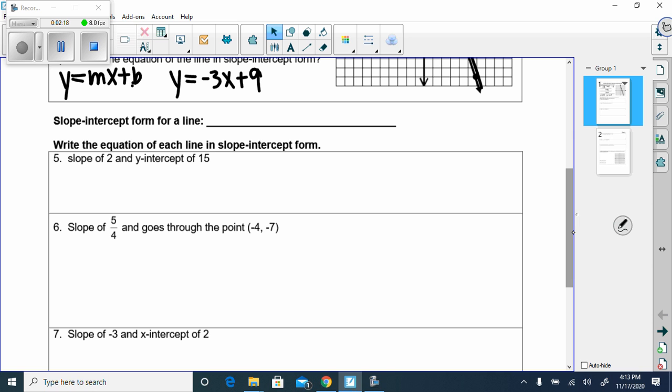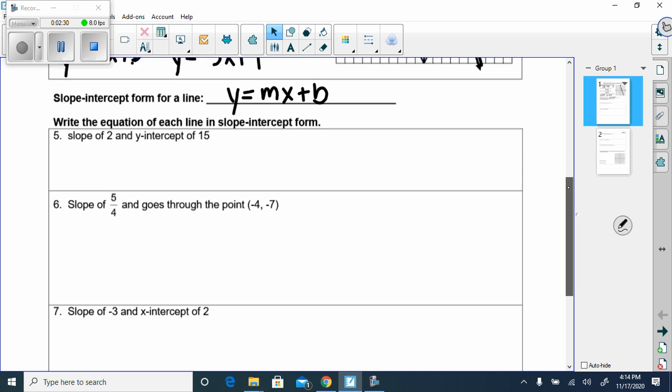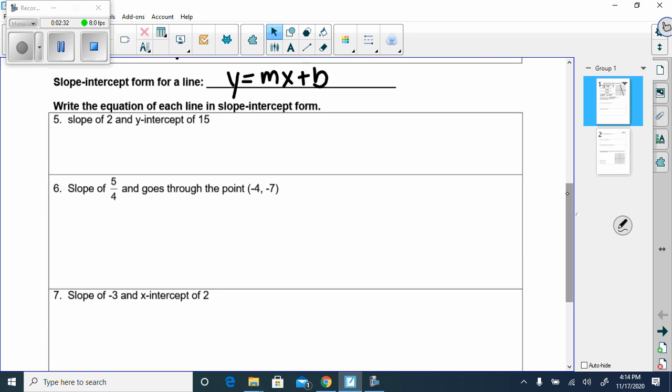Alright, so then it just wants to remind us that slope-intercept form of a line looks just like this. y equals mx plus b. So for every equation, we will need our final answer to be in that form. So on each of these, they are giving us a coordinate point and a slope. So number 5 says the slope is 2. Remember, our slope is m in the equation, and has a y-intercept of 15. Well, a y-intercept is b.